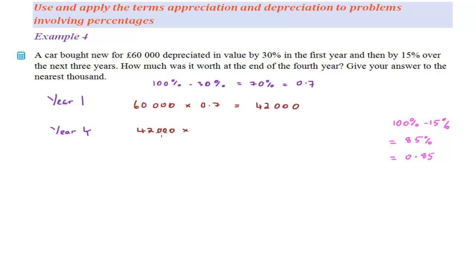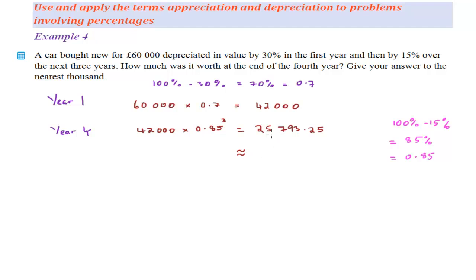So the end of year 1 we were at 42,000. Multiply that by 0.85, that'll take off 15%, but that only does it for 1 year. To deal with the fact that we're doing this for 3 further years, we'll raise our 0.85 to the power 3, and it gives us a value of £25,793.25.